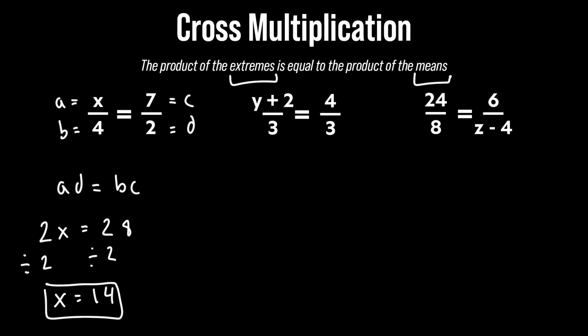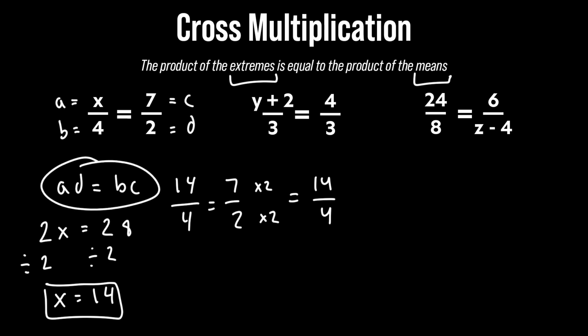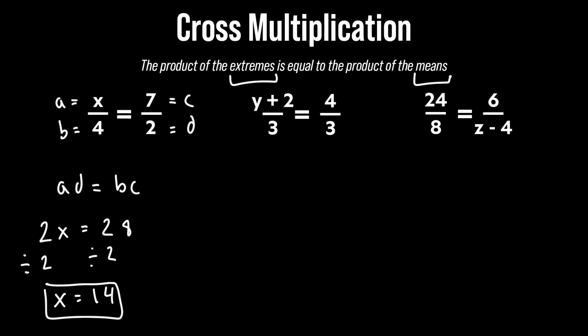Is this true or not true? Let's plug in 14 for X. We'll get 14 over 4 is equal to 7 over 2. If we were to multiply 7 over 2 by 2, we indeed get 14 over 4. So yes, X is equal to 14, and thus AD is indeed equal to BC. Let's try the next problem.